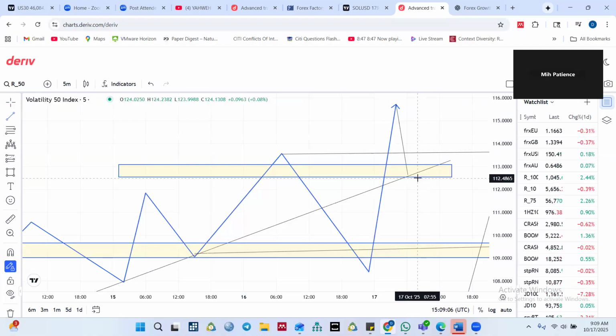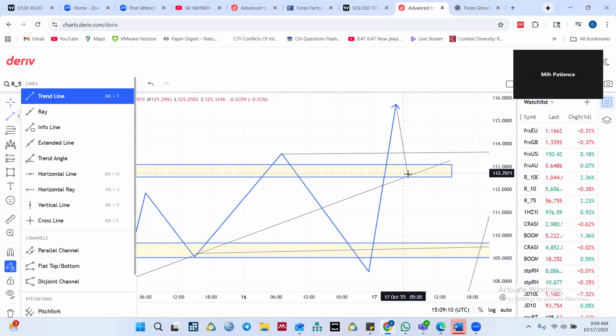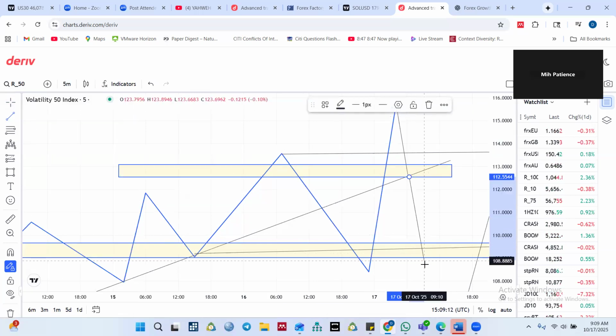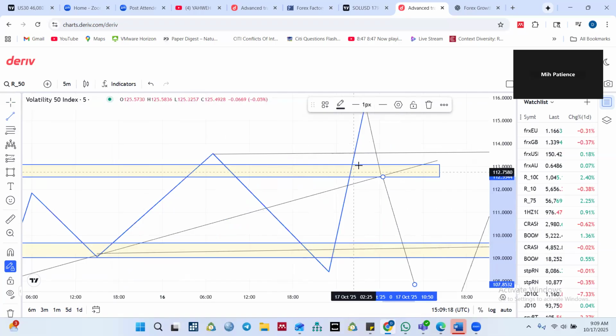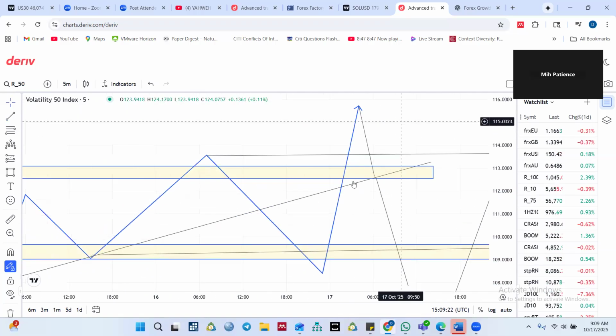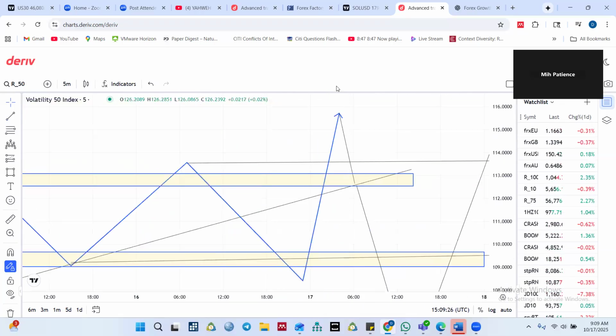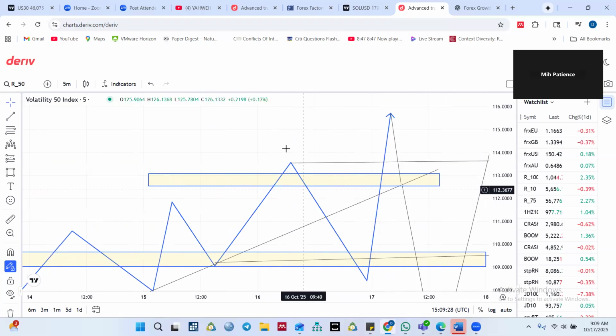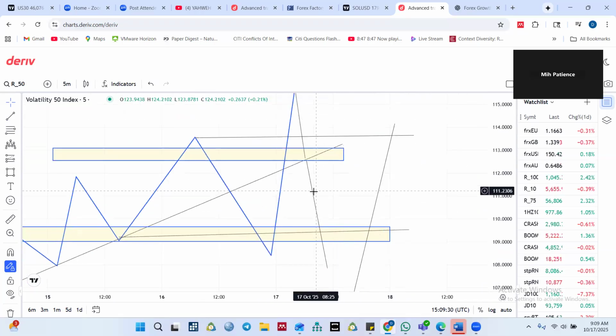But if it goes below them, it will drop. But after dropping, you should know that it's going to go up again because it gave you the indication. It told you, okay? It told you that I want to go down and I want to go up. That's the meaning of sweeping a low and sweeping a high. You understand?